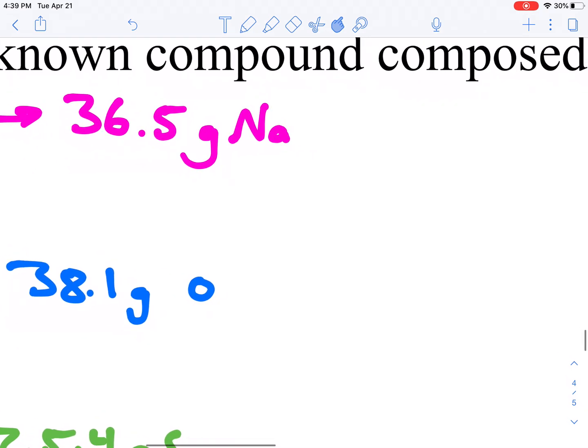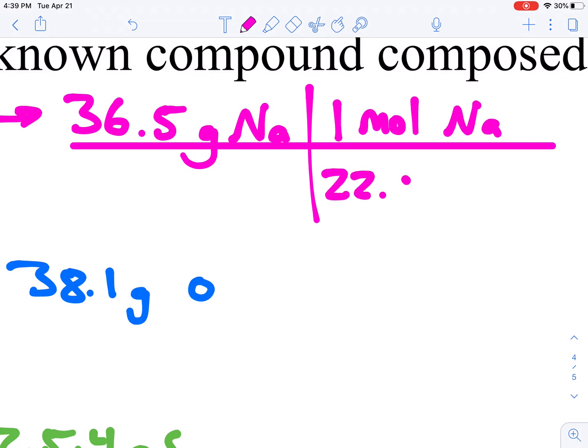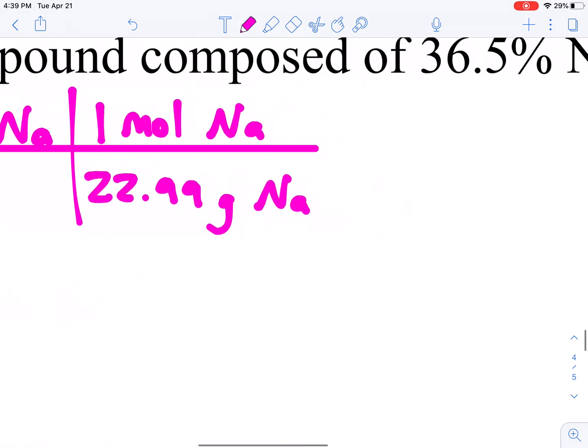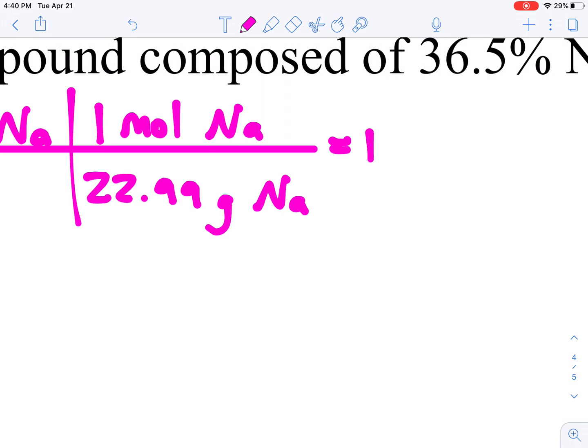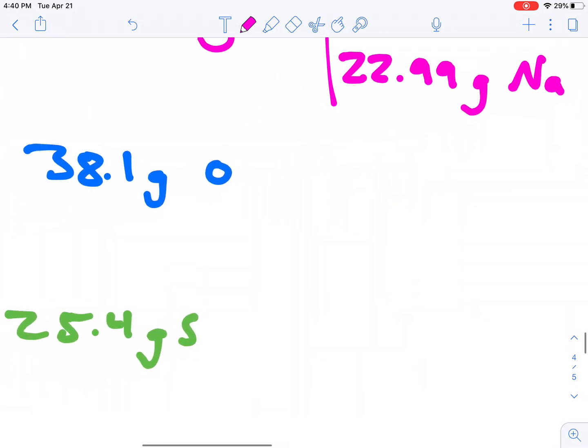So if I have 36.5 grams of sodium, I know that I can convert from grams of sodium to moles of sodium because 1 mole of sodium from the periodic table has a mass of 22.99 grams. Simply, it's molar mass. So if you do that math, you will get 1.588. I'm going to keep 4 sig figs for all of these numbers that we're solving for, just because that helps with our next step.